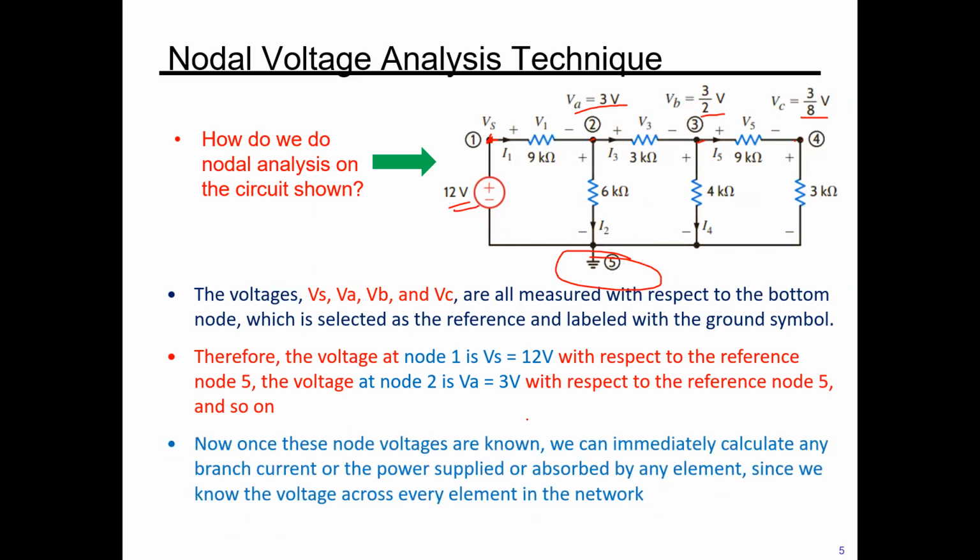Once we know the voltage, it is easy to calculate the current across each branch, either I1, I2, I3, I4, or I5, because I is equal to V over R, Ohm's law. So if we know the voltage across the branch, V over resistance will be the current across each branch.